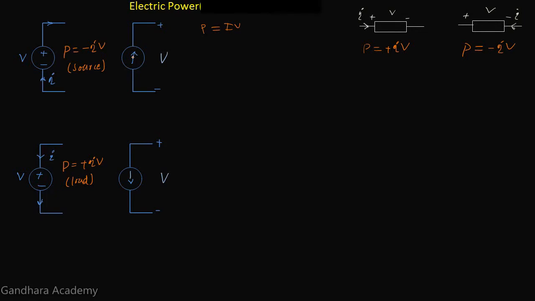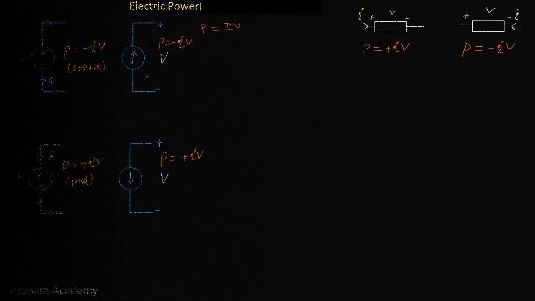Now, to understand this, let's first look at the voltage sources. When the current is from lower potential towards the higher potential, then the power in that case would be negative. And when the current is from higher potential towards the lower potential, then the power in that case would be positive. So in this case, the current is from lower potential towards the higher potential, so the power in this case is negative. So this component is used as a source, and in this case the current is from higher potential towards the lower potential, so the power in this case is positive, and this component is used as a load or a sink.